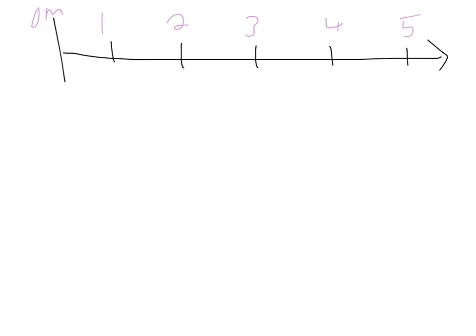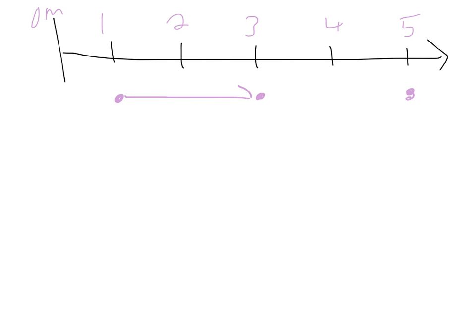So we'll draw the motion map. We want to show our evenly spaced hash marks. And let's just make these count by 1 meter each. So we'll start 0 meters, 1, 2, 3, 4, 5 meters. And let's make the object start at 1. So at 0 seconds it's at 1 meter. At 1 second it goes to 3. At 2 seconds it goes to 5.